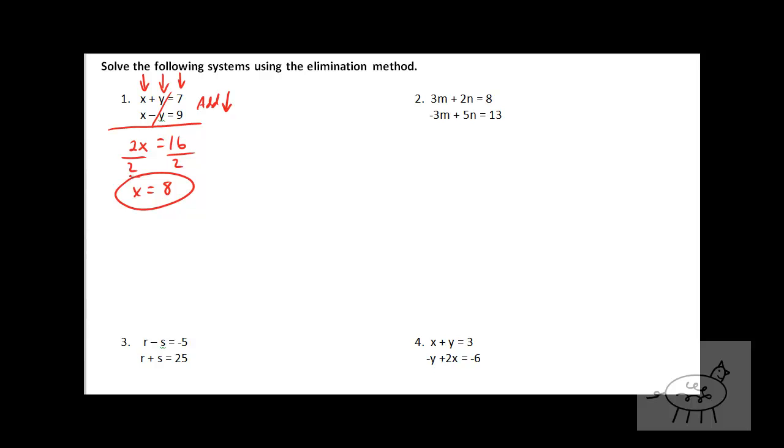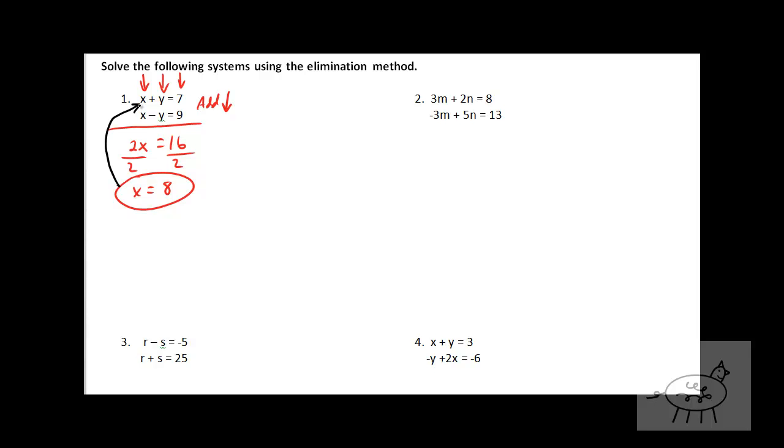And then I take the 8 and I plug it back into one of the top two equations here. Okay, and I always say plug it into the easier one. I usually choose the one that has the least number of negatives or smaller numbers, so I would probably plug it back into this x right here.